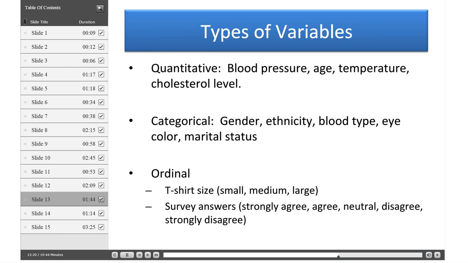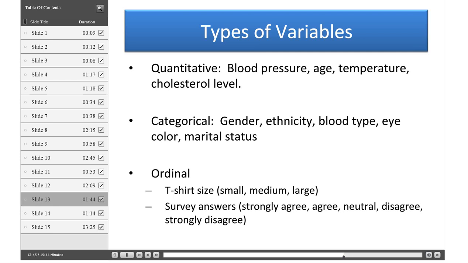This slide talks about the difference between quantitative, categorical, and ordinal variables. And these variables are actually exactly what they sound like. A quantitative variable is a variable that involves quantities or numerical values. So something that you can measure and actually get a number for. So something like blood pressure, age, temperature, or cholesterol level, those would all be examples of quantitative variables.